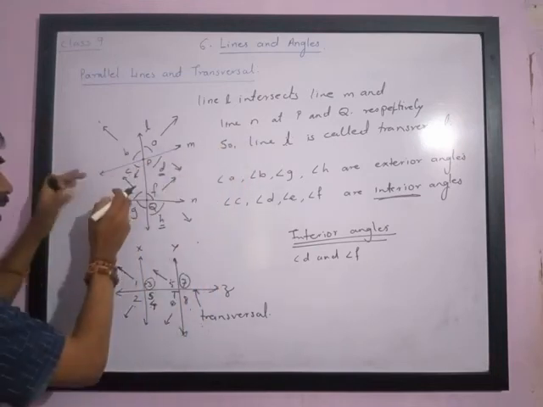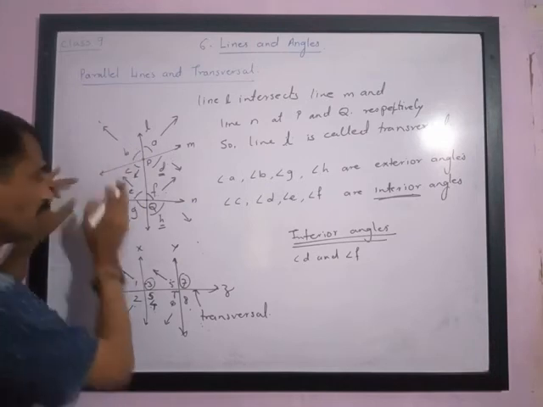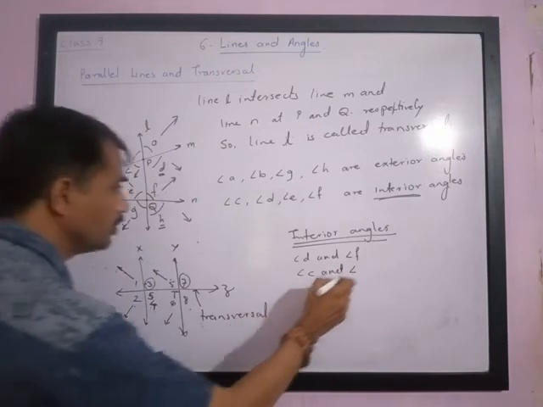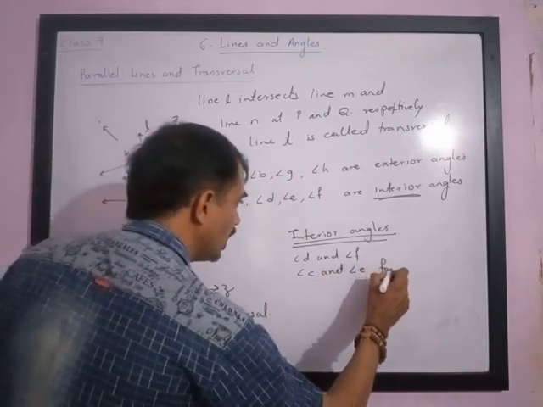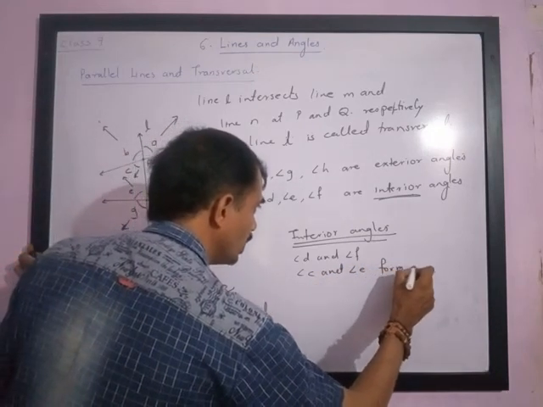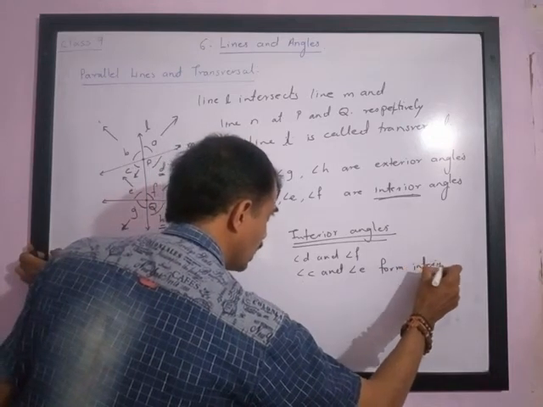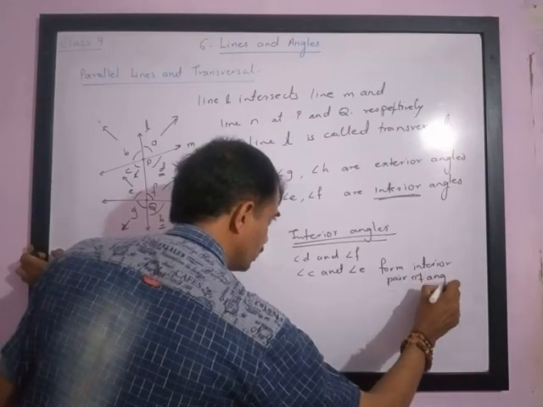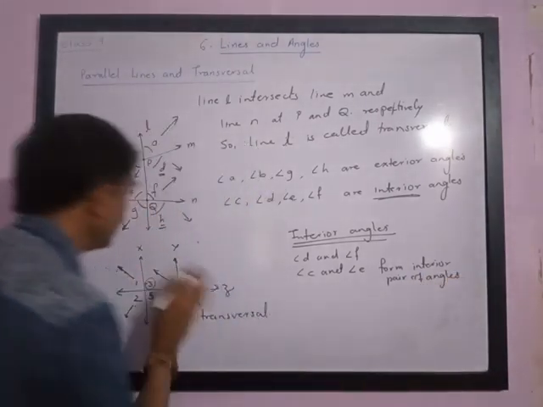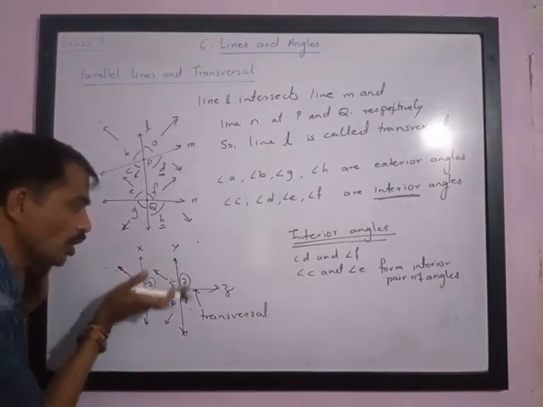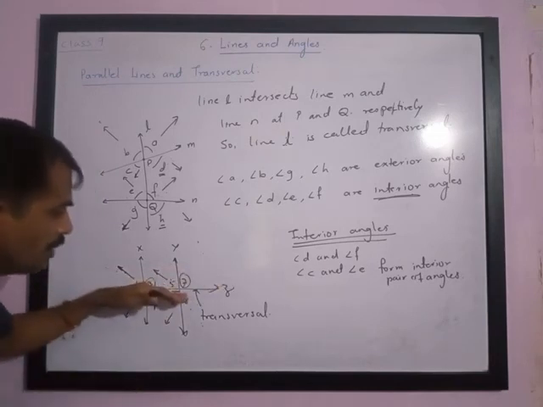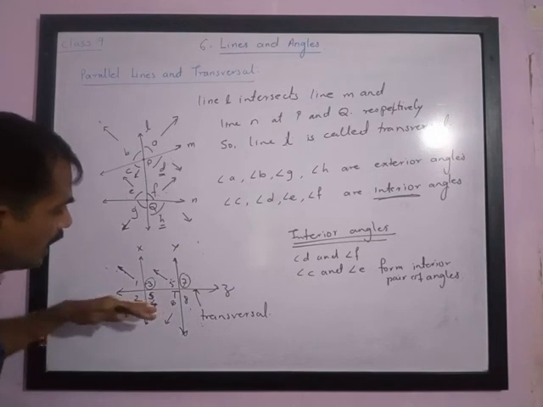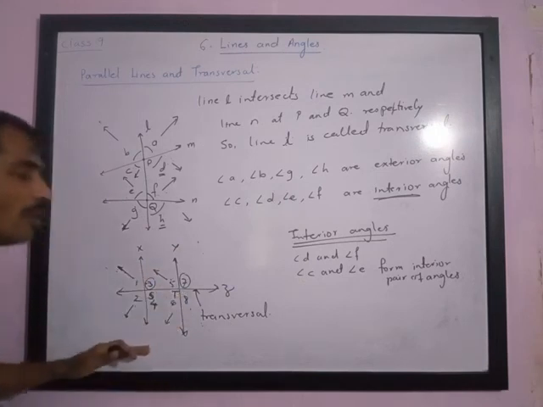Angle C and angle E, please note, on the same side of the transversal. Angle C and angle E form interior pairs of angles. In this figure, 3 and 5, please note the transversal is Z. So on the same side of the transversal means 3 and 5 will form the interior angles and 4 and 6 will form the interior angles.